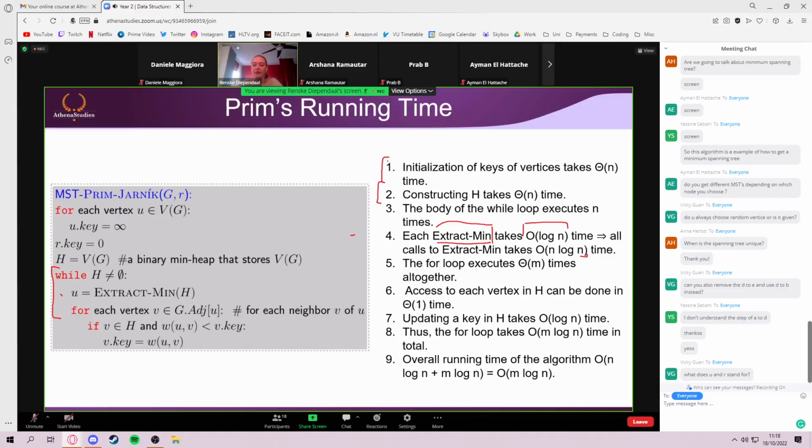That's what it takes to find all the minimum edges. Then we have a for loop for each vertex. Oh wait, I thought the vertices were n. Oh no, right, it does this for every edge. So edge is n. Let me write this down. And n is the number of vertices. Okay. So for each vertex, this is going to be n times.